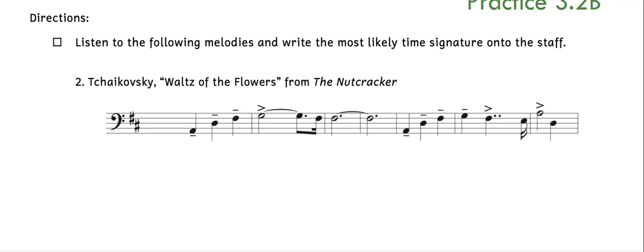Okay, this one's pretty clear. If you look at a measure like this, you see there are 3 quarter notes. So this is in 3/4. Again, if you see the word waltz, there's a really good chance that this is in 3/4. It could be in 3/8, but it's going to be a triple meter. Triple meter referring to 3 beats. So the top number will be 3.